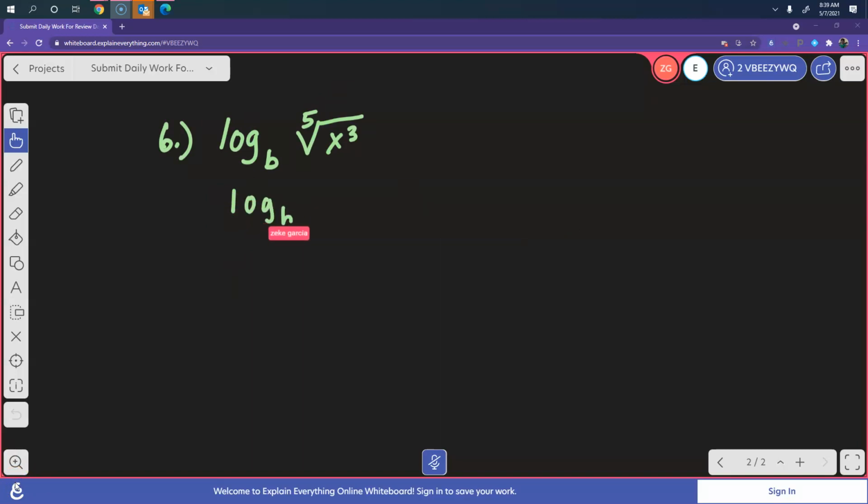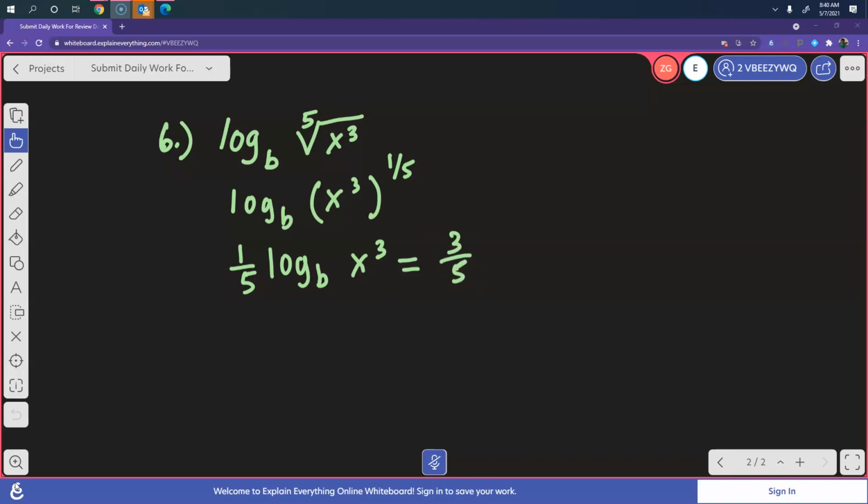So I'm going to rewrite this as a fraction. So this is 1/5. So we have log base b, and we have x to the 3rd raised to the 1/5. So the 1/5 goes on the side as a product. And you have log base b of x to the 3rd, and that 3 also goes to the side as a product. So it's going to be 3/5 log base b of x.